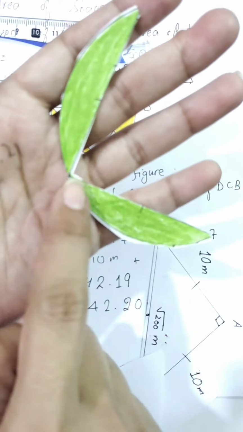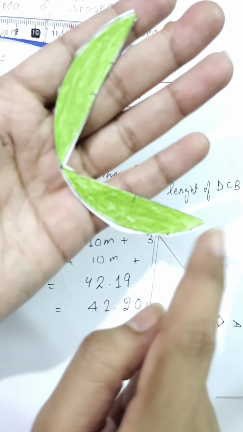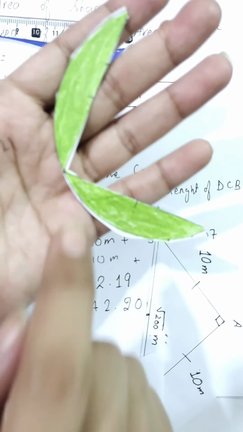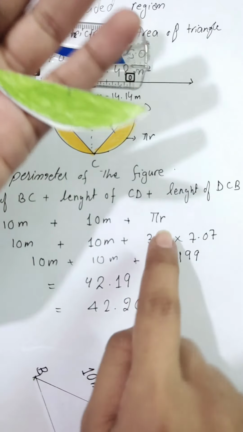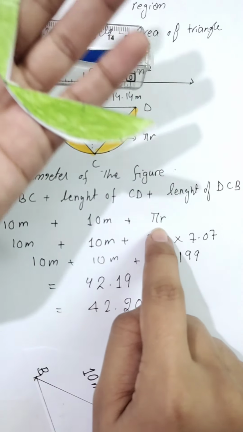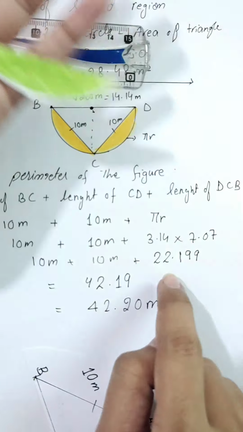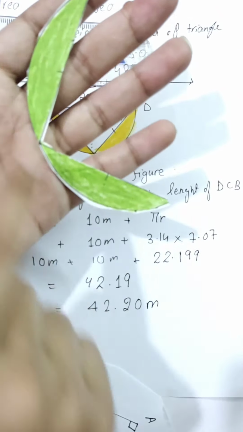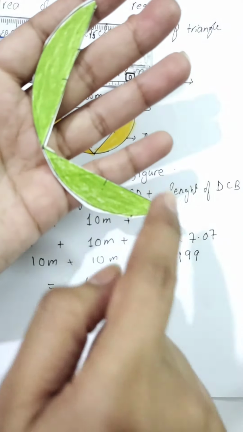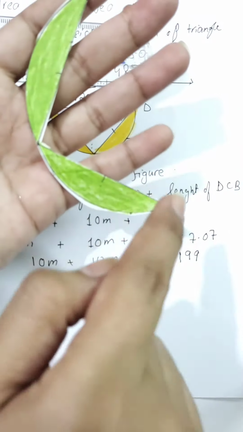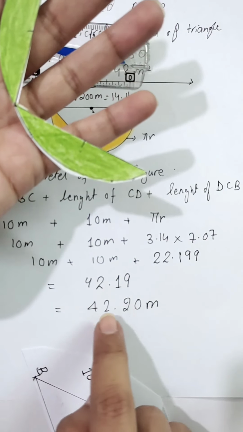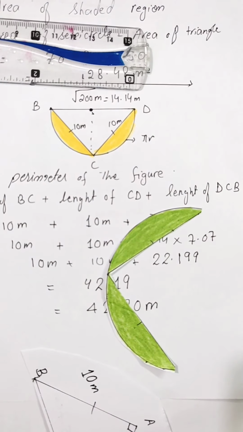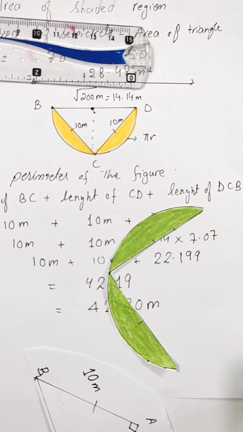You know these lengths are 10 meters. This is again 10 meters, and this is the circumference of the semicircle. The circumference of the semicircle we can find by the formula pi r. When you get the answer 22.2, the length of this arc is 22.199, and then add up these two values, 10 meters and 10 meters, you will get the answer 42.20, which is the perimeter of this shaded region. I hope this video helped you to find the solution of question number 15.